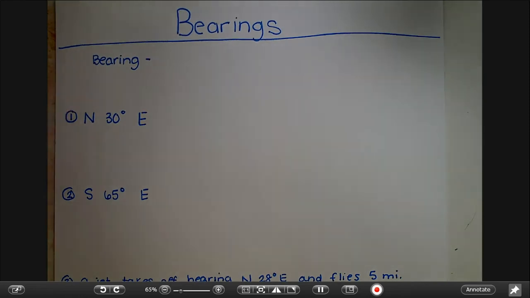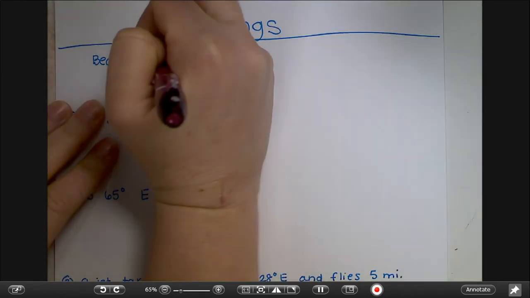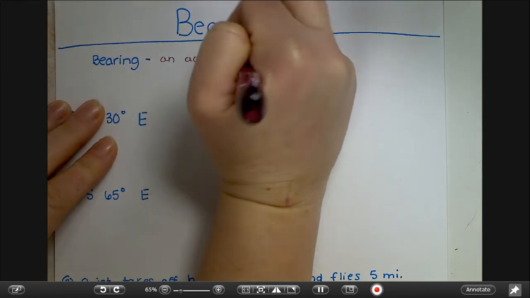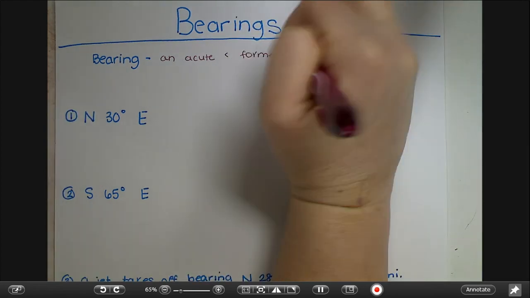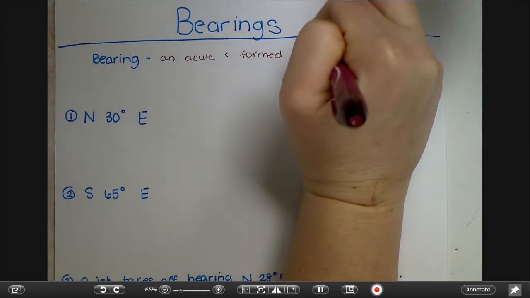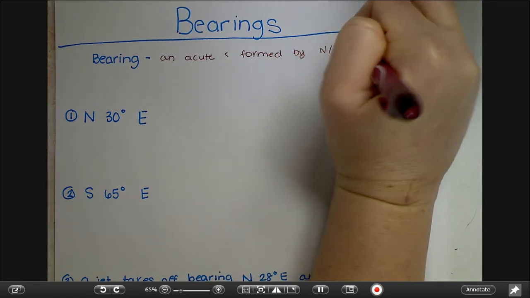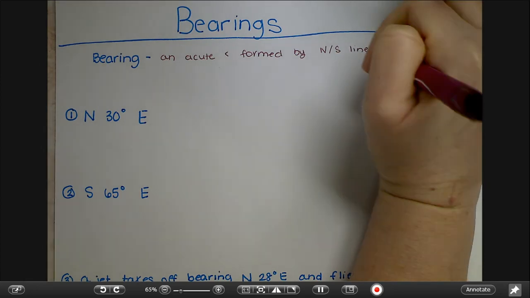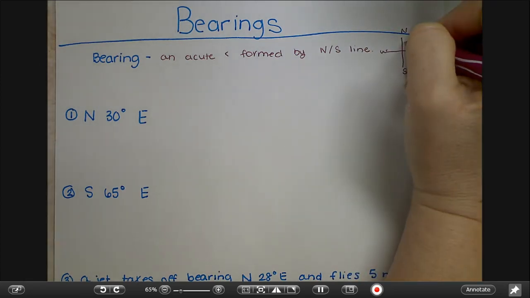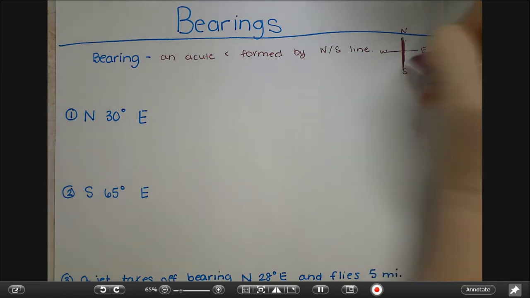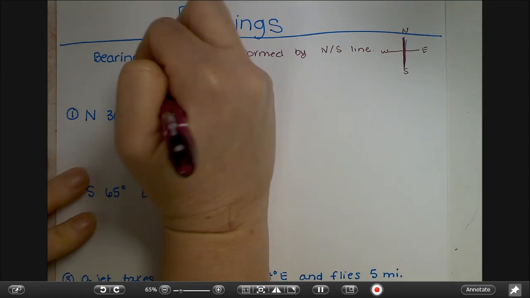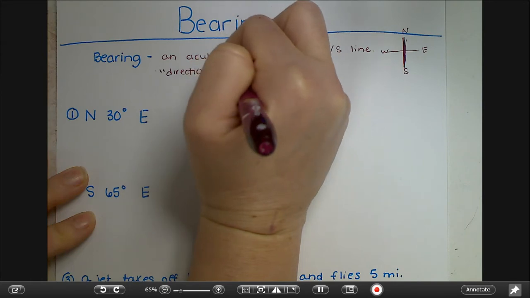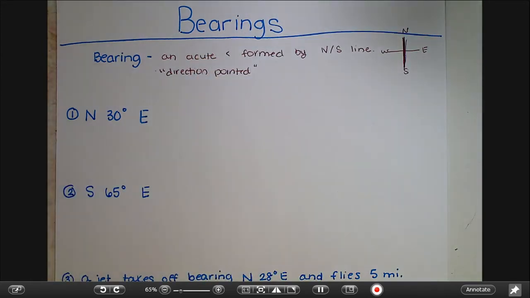So a bearing is basically an acute angle formed by a north-south line. So if you think about a compass, you have north, south, east, and west. The bearing is an acute angle formed with the y-axis, essentially. And what it really is showing is the direction something is pointed. And that's all a bearing really is.